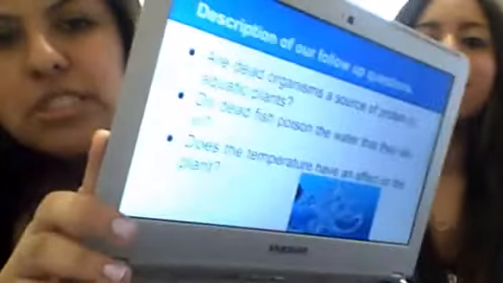Description for follow-up question. Some of the questions we had are, are dead organisms a source of protein to aquatic plants, or do the fish poison the water that they die in? And we have another one. Does the temperature have an effect on the aquatic plant?